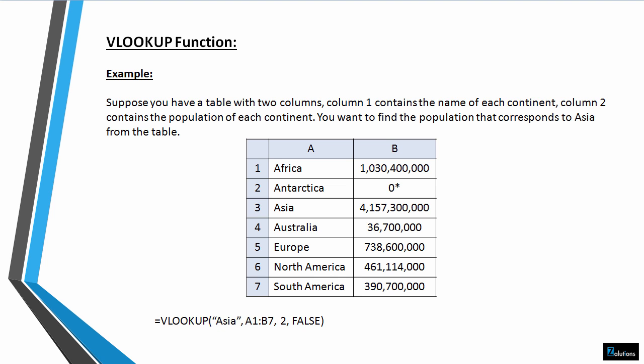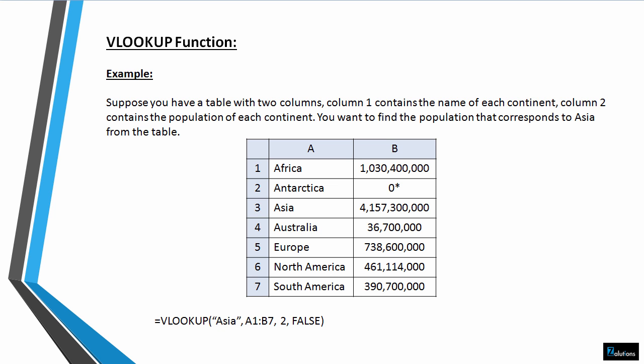As an example, suppose you have a table with two columns. Column 1 contains the name of each continent. Column 2 contains the approximate population of each continent. You want to find the population that corresponds to Asia from the table.